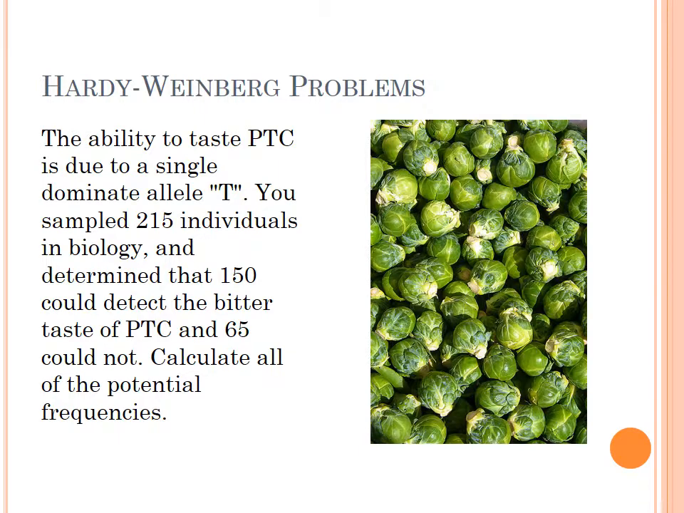All right, so we figured it out. We've got our q, square root of 65 over 215. p, 1 minus the square root of 65 over 215. p squared, 1 minus the square root of 65 over 215, squared. And 2pq, which is 2 times 1 minus the square root of 65 over 215 times the square root of 65 over 215. Those are all the possible frequencies. One more problem. It's all about the albino squirrel.